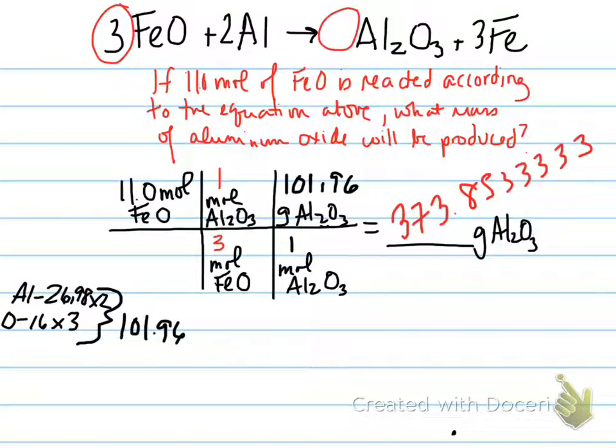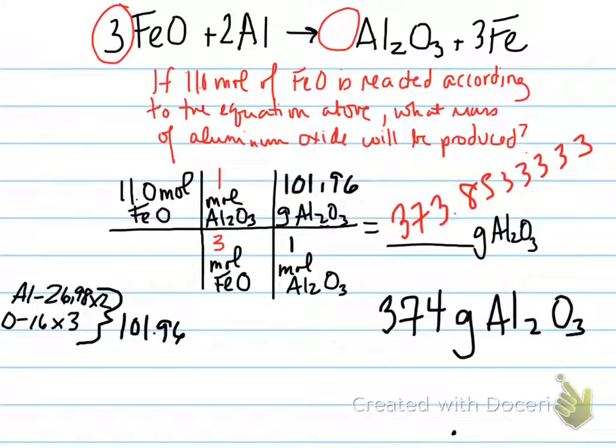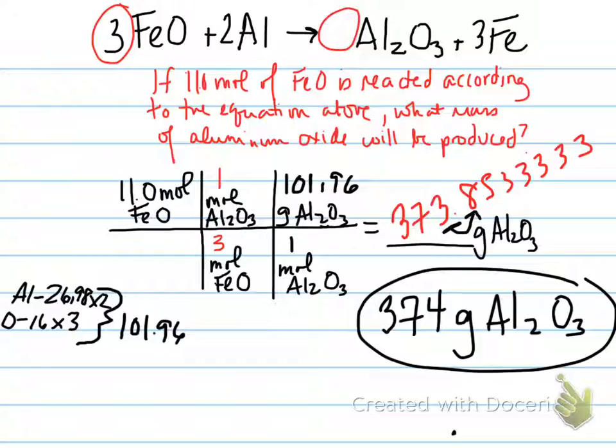Okay, do you have a raw answer? When you do, you can compare it. I've written my raw answer up here already. 373.85333. How many sig figs do we have? 3. So our final answer with sig figs will be what? 374 grams of aluminum oxide. We have to remember that we're saving at this position, but we're rounding that one based on what comes after it. So 374 grams of aluminum oxide.